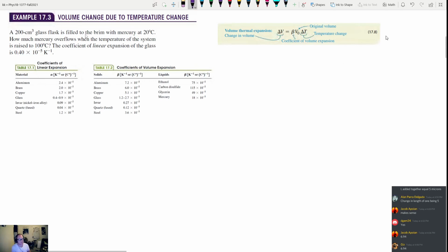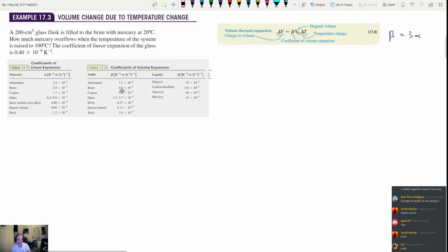One thing to mention about this is that the quantity beta is equal to 3 times alpha. Because if I have something that's expanding in 3 dimensions, and I know that when it expands in 1 dimension, the coefficient of expansion is alpha, well then when it expands in 3 dimensions, it's going to be expanding this way, and this way, then you're going to get 3 times the coefficient of expansion. And you can prove that mathematically pretty easily too. In fact, I believe your book tries to do it.